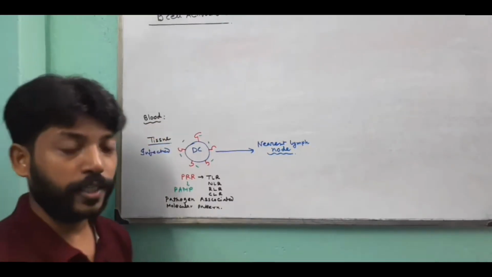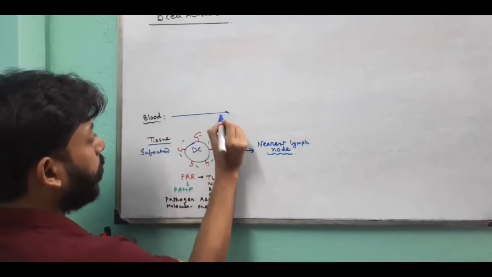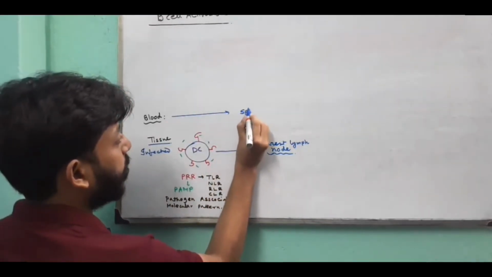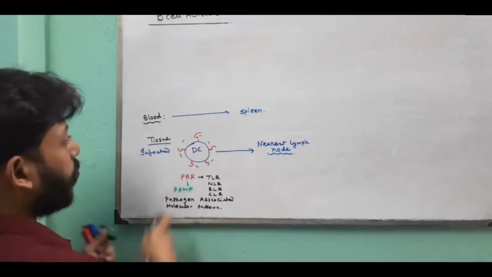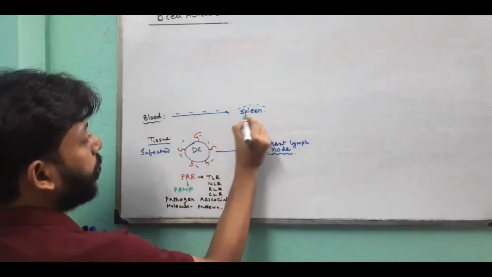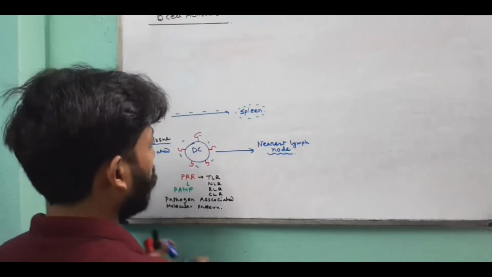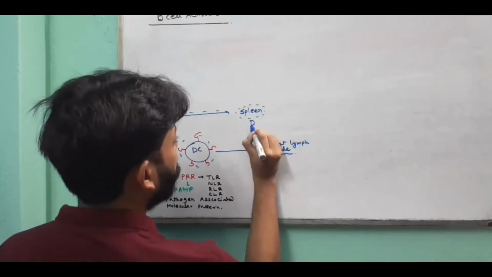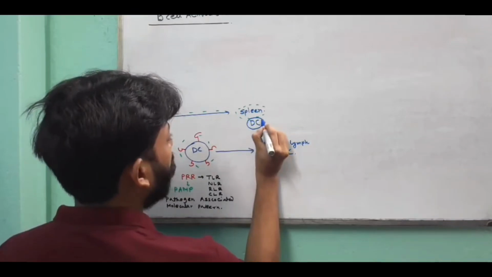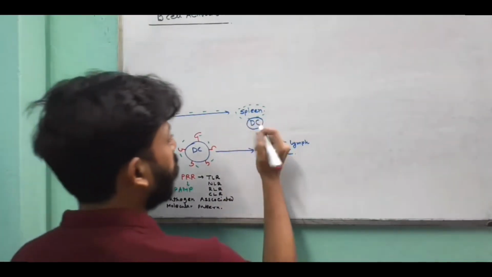The pathogen actually reaches a secondary lymphoid organ called the spleen directly. The pathogen goes through the blood and reaches the spleen, where it is trapped. In the spleen there are already some dendritic cells present that can recognize this pathogen with the help of pattern recognition receptors.